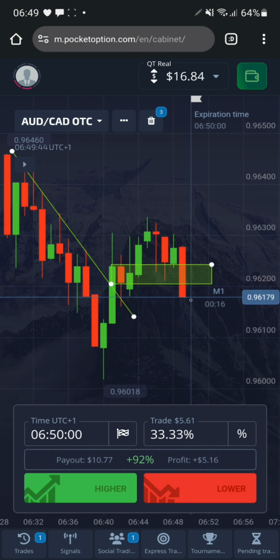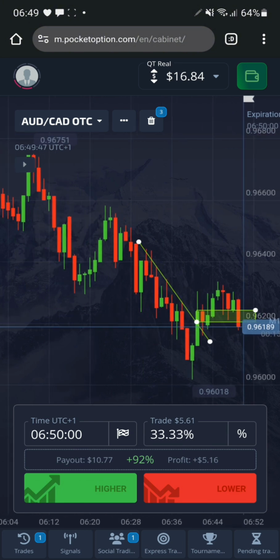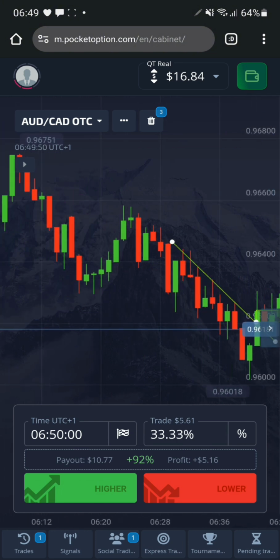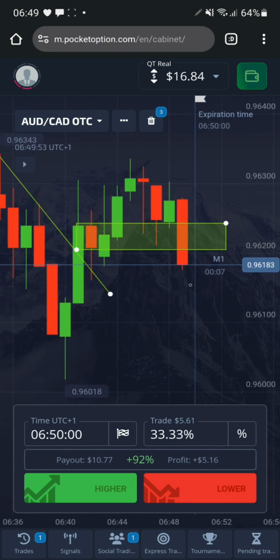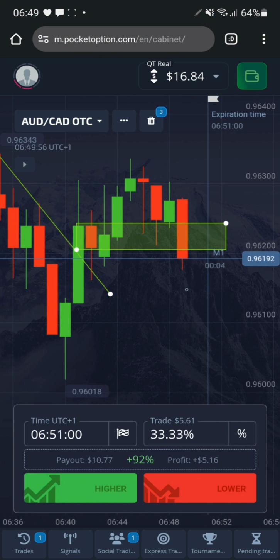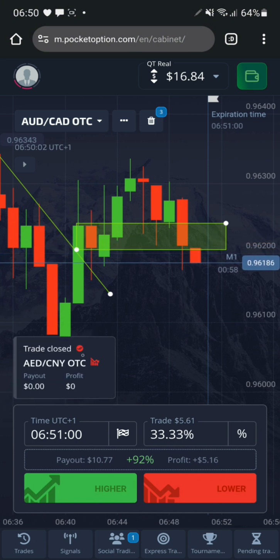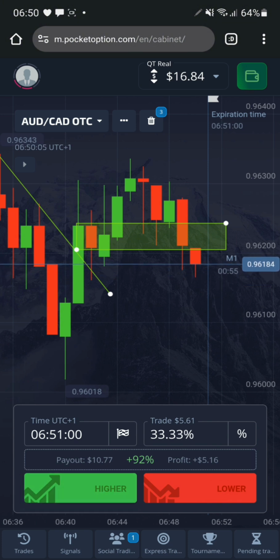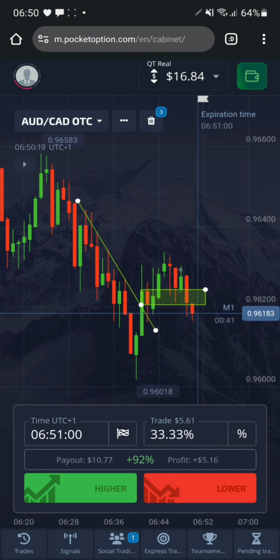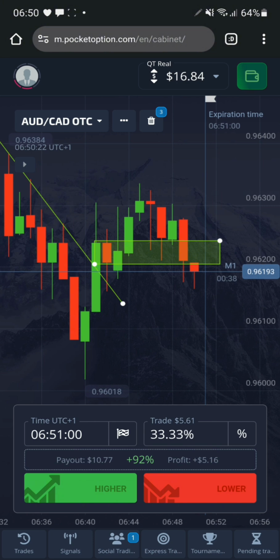So okay, if I take this trade after, I'm expecting a green candle here, but I really don't want to go against this trend. Okay, we lost that trade, you can see. So sometimes it's good to just follow your intuition. I'm expecting a green candle here, but I don't want to take it because it's against the trend. So let's just move on.